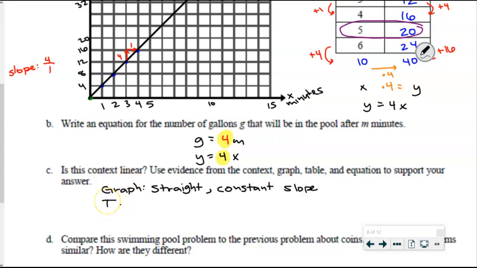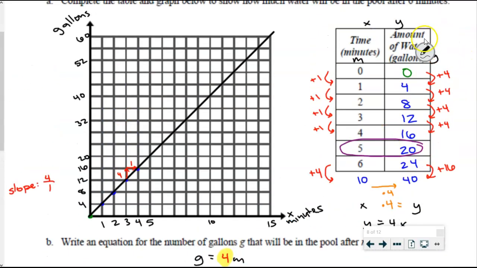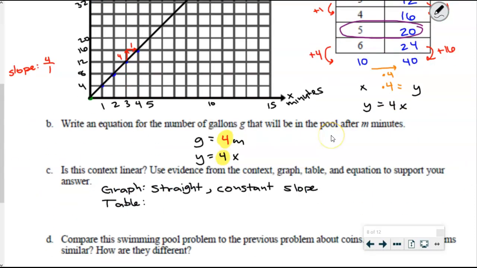Okay, I'm taking away that graph. You can no longer look at the graph. All you have is a table. Can you still look at the table and tell if it's linear? Yeah, what are we seeing? Up 4 every time this goes up 1. Up 16 when it went up 4, which still simplifies to the same thing. So the table also has a constant rate of change.